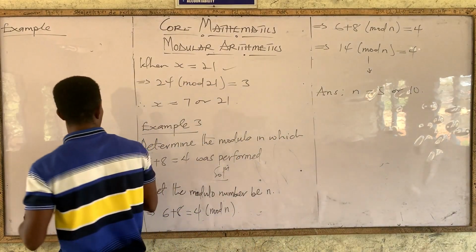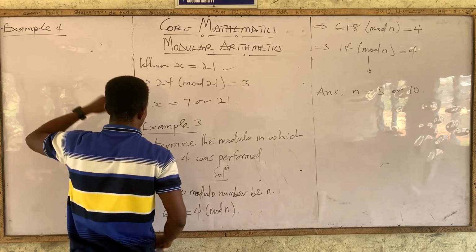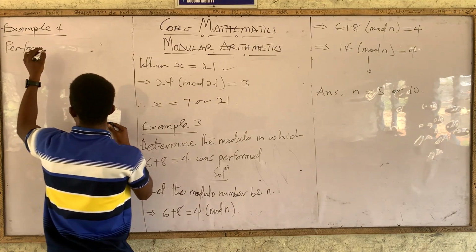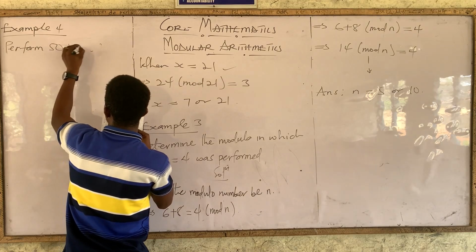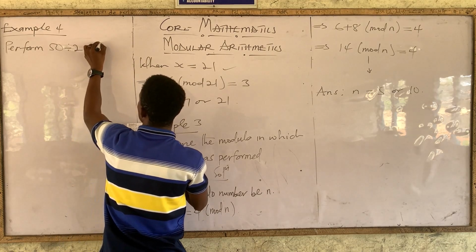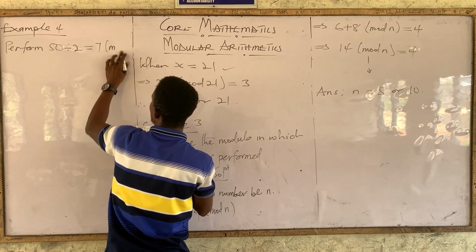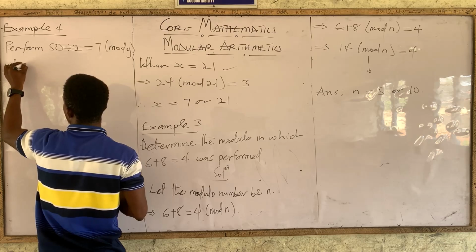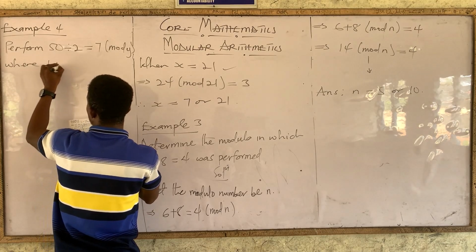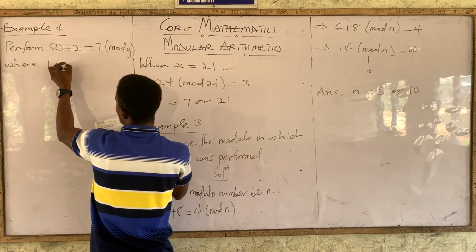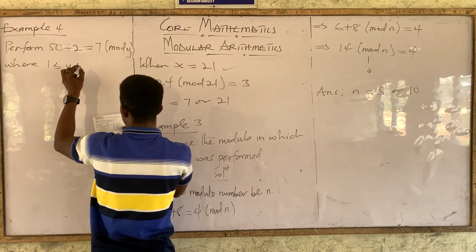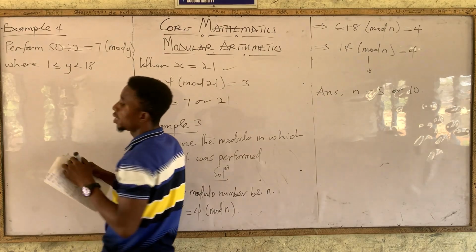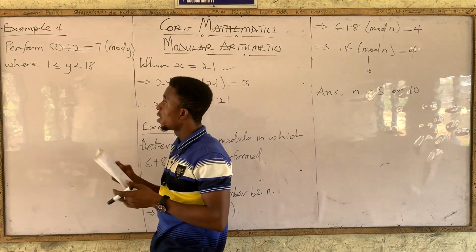So example number 4. Example number 4 says we are to perform 50 divided by 2, which is equal to 7 mod y, where 1 is less than or equal to y, which is less than 18. So that is that.